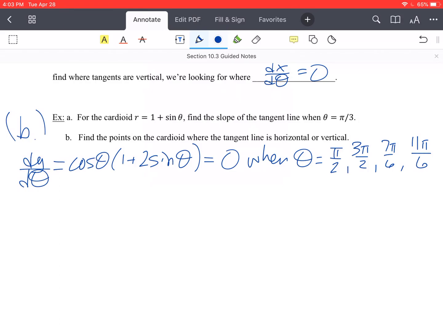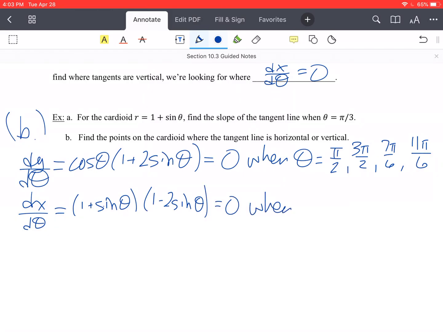Okay, and then the vertical tangents, that's when dx d theta is 0, so that's going to be 1 plus sine of theta times 1 minus 2 sine of theta, and that equals 0 when theta is 3 pi over 2, pi over 6, and 5 pi over 6.